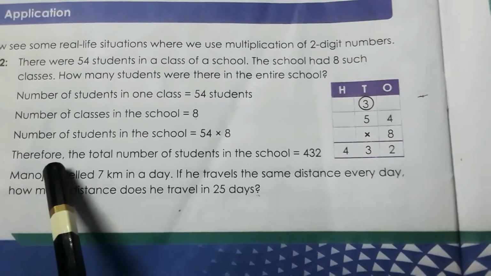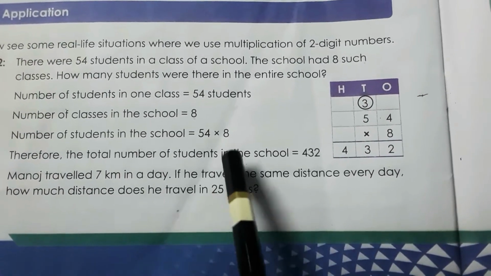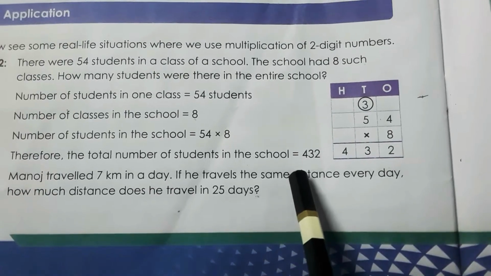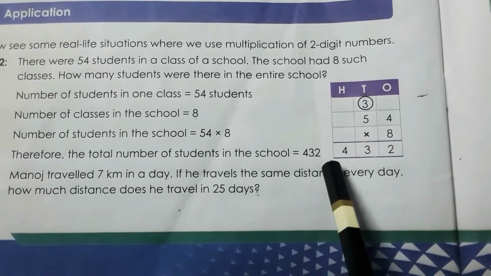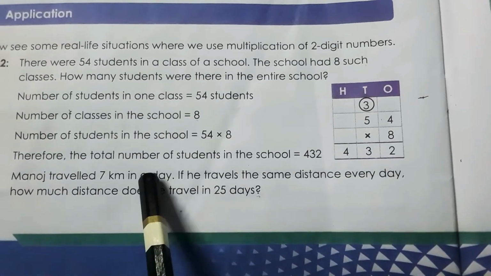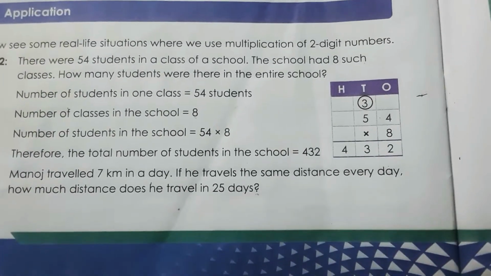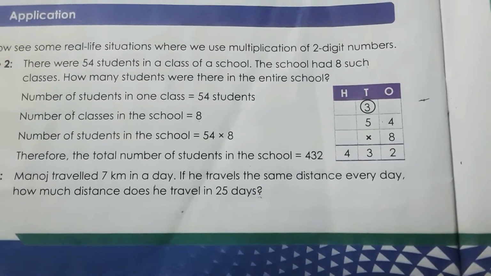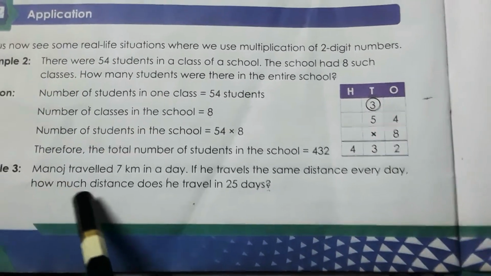That is, therefore total number of students in the school is equal to 432. Is it clear, children? This way you can write the steps and you can multiply this. Clear? Okay, so let's move to the next question.